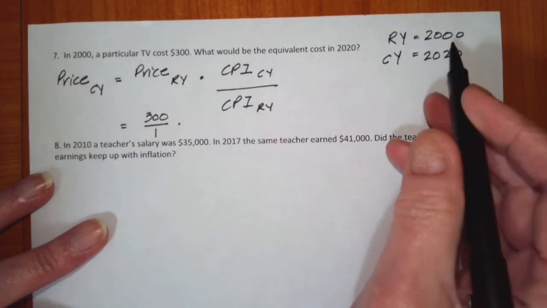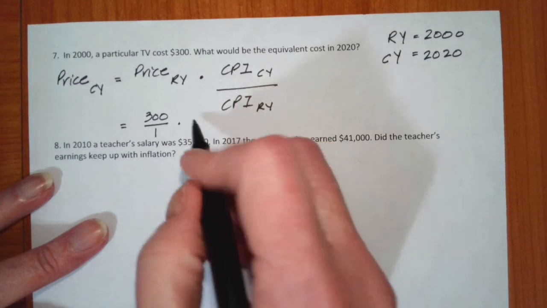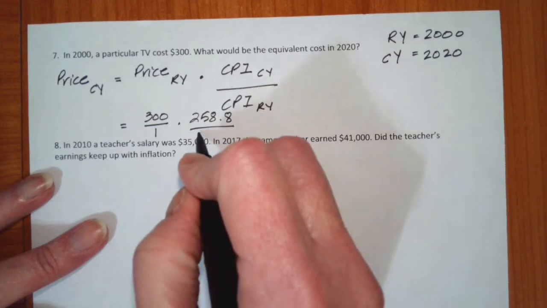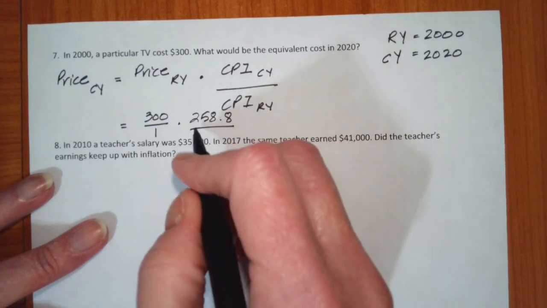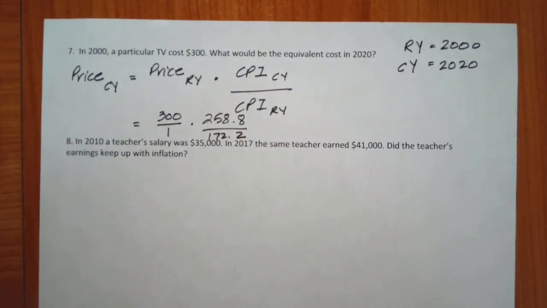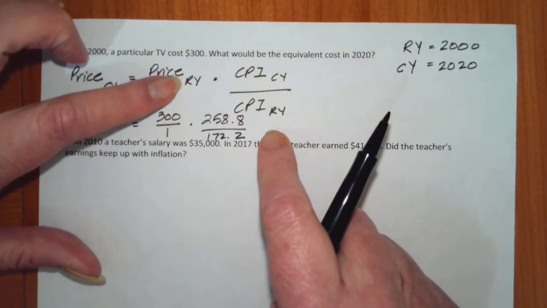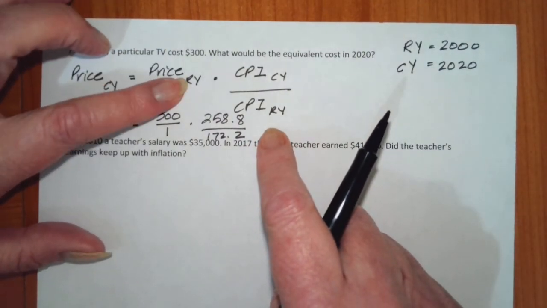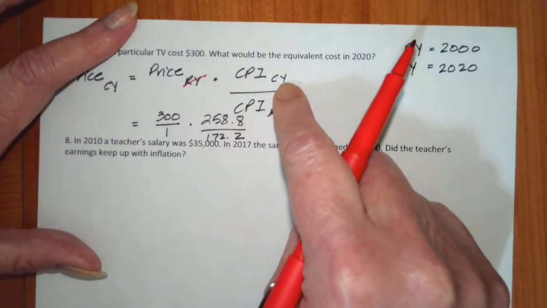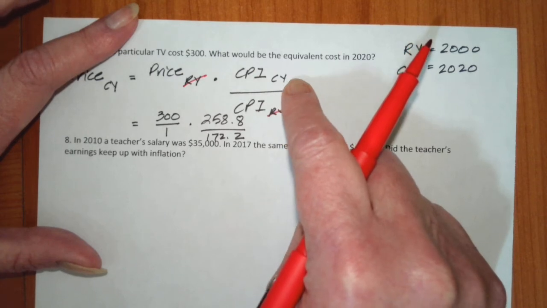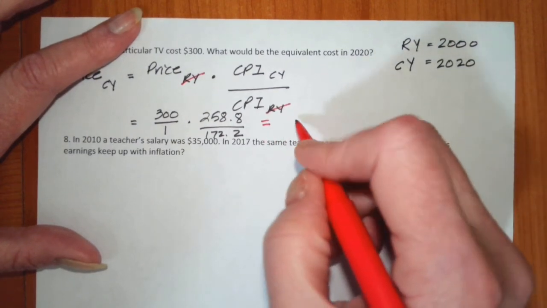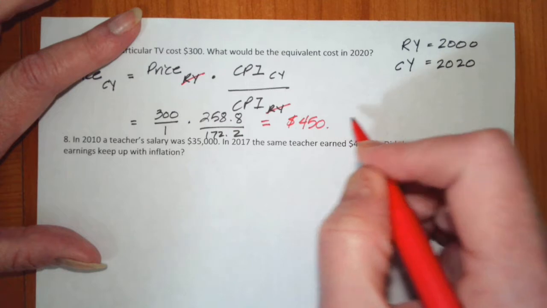And again, you will have the chart. The CPI in 2020 is 258.8. In the reference year, it's 172.2. Now, it helps to remember this formula. Notice you can think of these almost as units. You have a reference year in the numerator and a reference year in the denominator, so you want to be able to cross those off and end up with the compared year. So now if you just do your multiplication and division on this, you end up with $450.87.